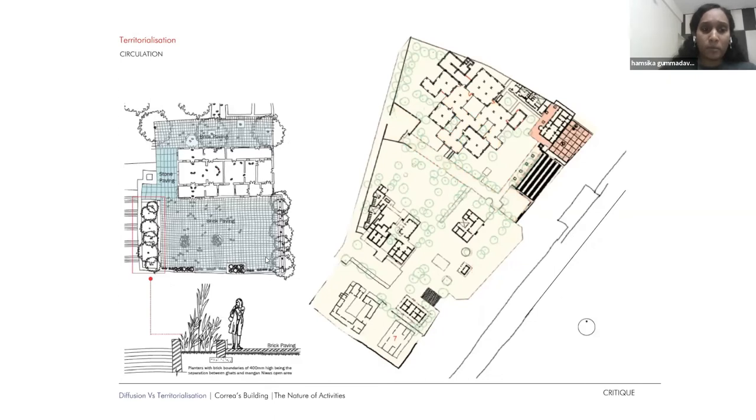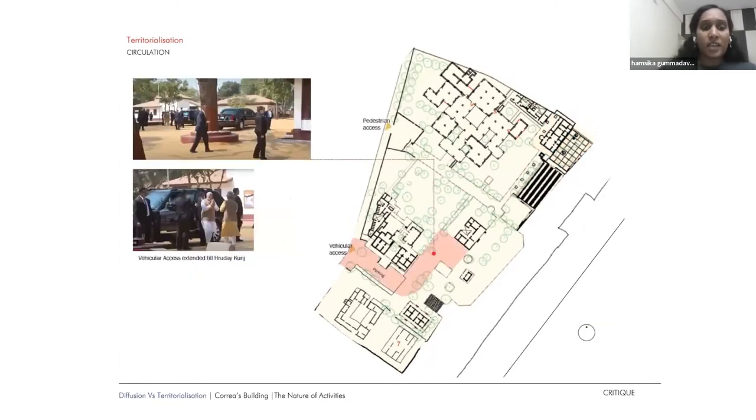Addition of hard pavement and planters near the Charaka Museum further creates more boundaries and sets apart from its own context. And in times when foreign delegates access the ashram, the vehicular entry is extended till Hriday Kunj. This makes the Hriday Kunj isolate from its context because of the way it's accessed in the ashram.